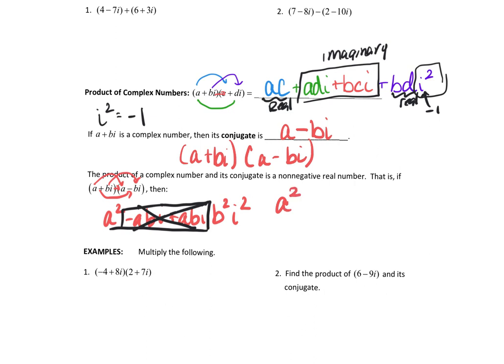And notice you have a negative BI here, but you're multiplying it by an I squared, and I squared always equals -1. So that's a negative negative. So literally what you get is A squared plus B squared. And this is today's shortcut if you want to use it. Just square the A term and square the B term and then add them.